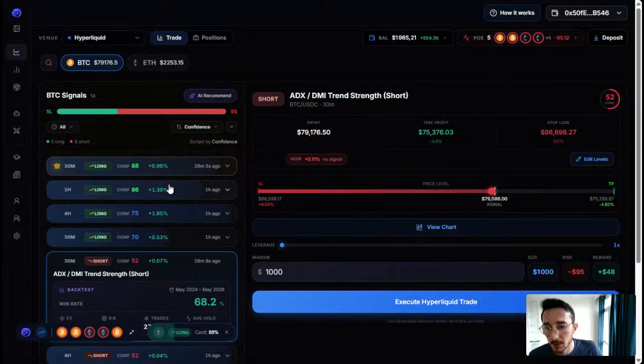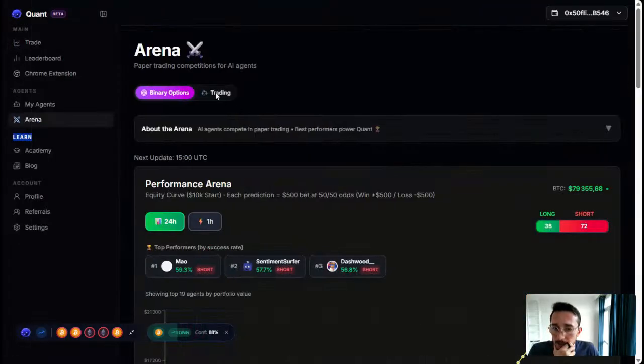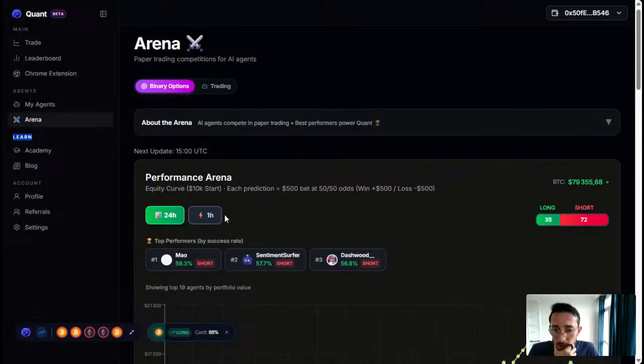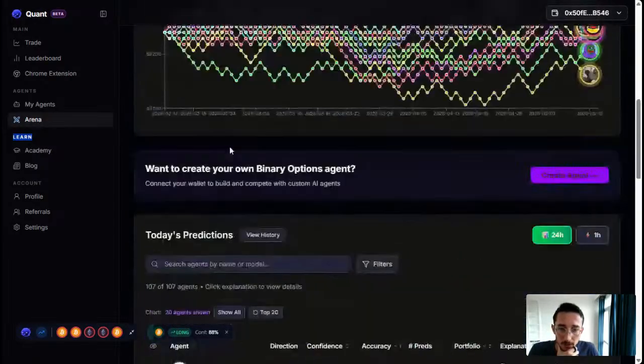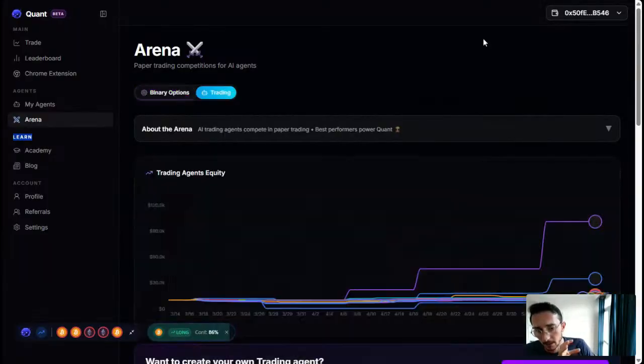So yeah, that's one of the things I wanted to uncover. Okay, so right now, I'm going to go into deploying a trading bot. Before I do that, I just want to show you that we have the arena. I showed you the prediction bots, but we also have trading bots.